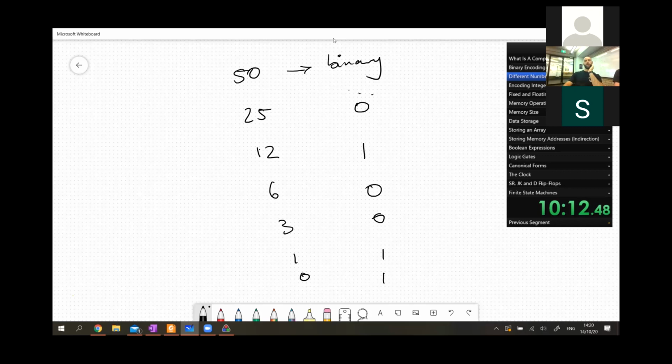Okay, so going from least to most significant, we read it bottom to top. We've got 1, 1, 0, 0, 1, 0, and that should encode 50.